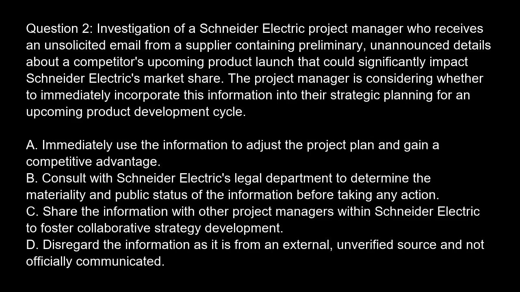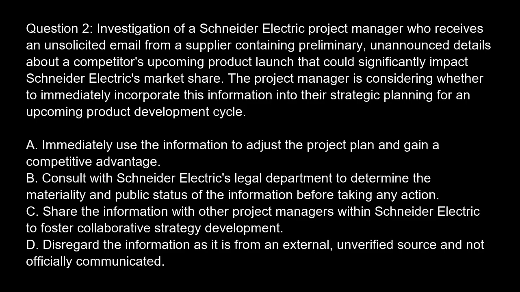Question 2. Investigation of a Schneider Electric project manager who receives an unsolicited email from a supplier containing preliminary, unannounced details about a competitor's upcoming product launch that could significantly impact Schneider Electric's market share. The project manager is considering whether to immediately incorporate this information into their strategic planning for an upcoming product development cycle. Option A. Immediately use the information to adjust the project plan and gain a competitive advantage.